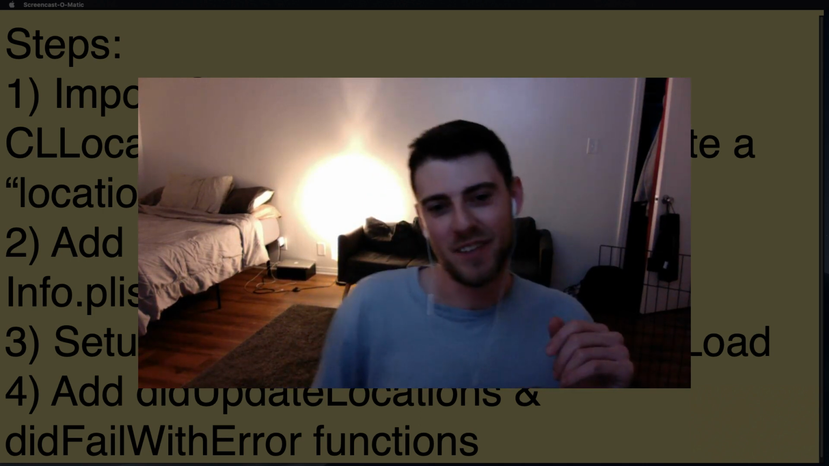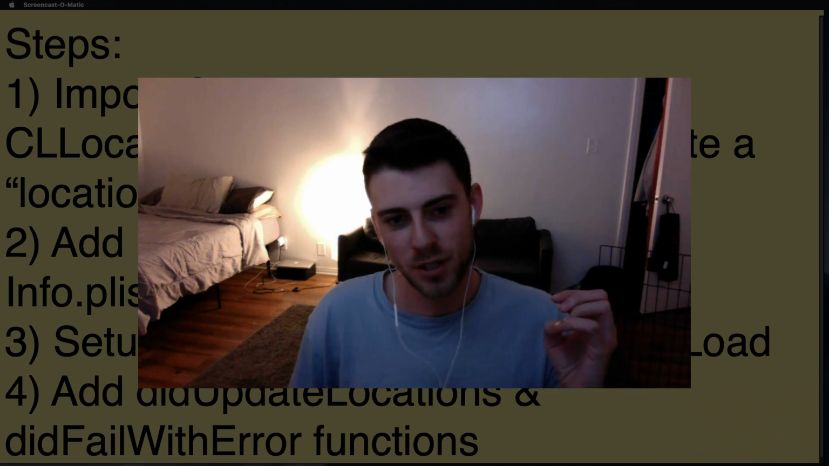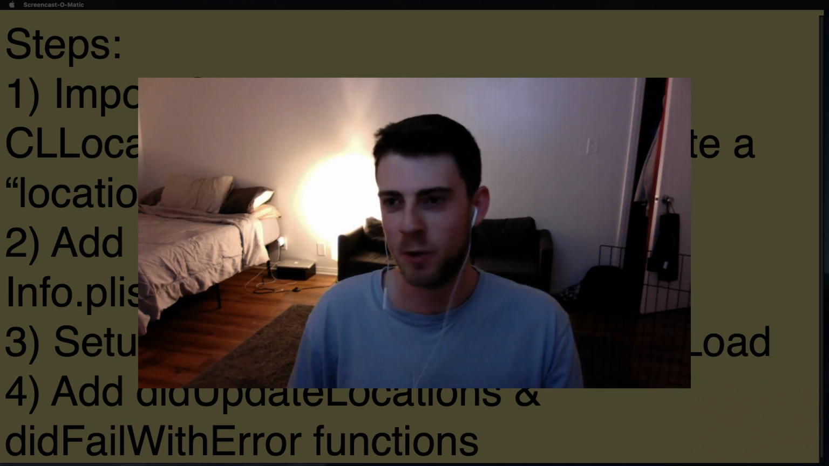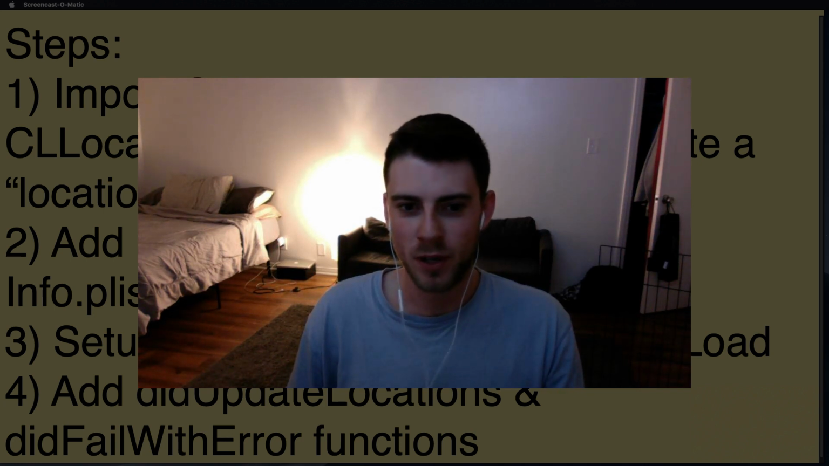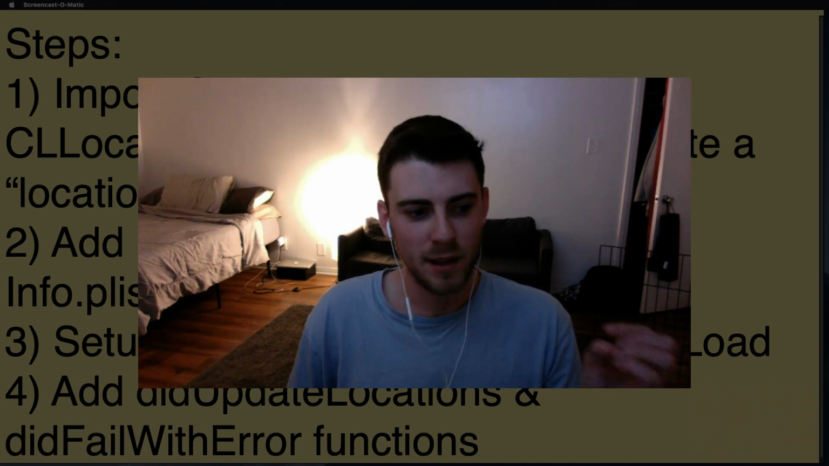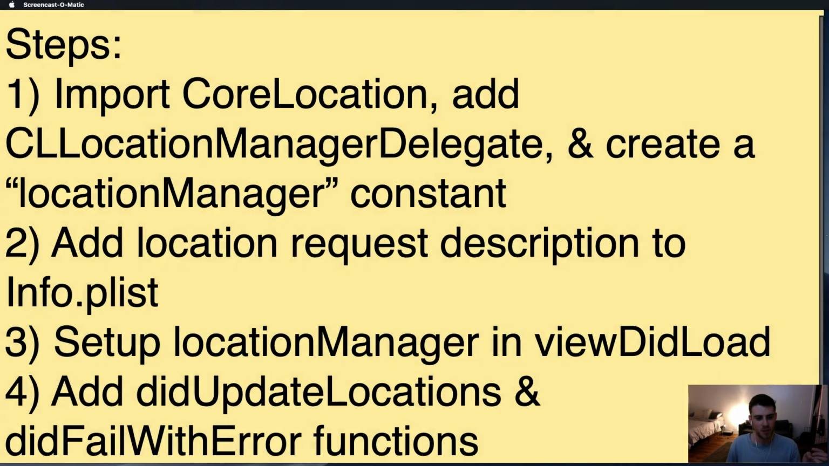This one is about the core location and location manager. So basically, anytime you need a location for a user on your iPhone, you're going to use this method. And we're gonna implement it in four steps, and I've written the steps right here. We want to import CoreLocation, add the delegate for the location manager, and create a constant for the location manager. Those were all really simple, so I'll put it in one step. And they're all in the top of the class declaration right around there. And then we're going to add location request description to the info.plist.